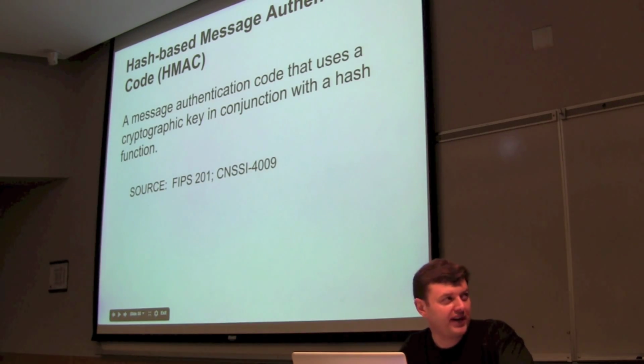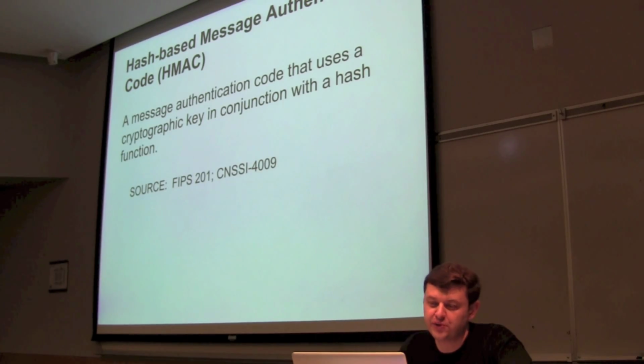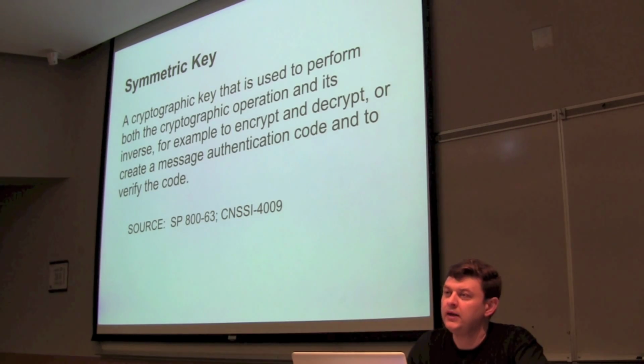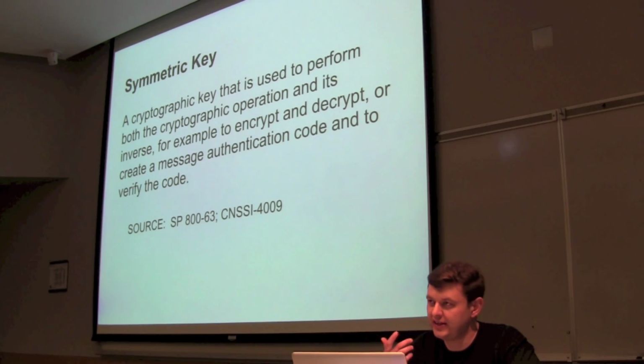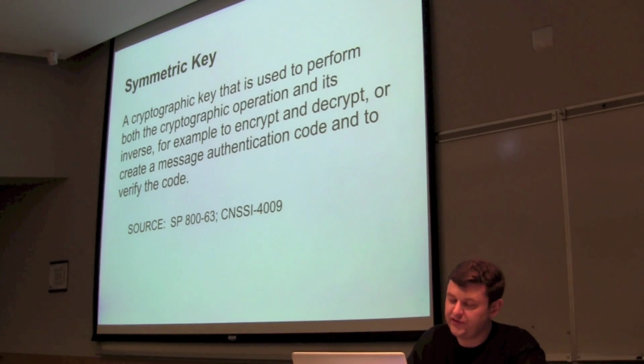So, we now know what a hash is. Now, a hash-based message authentication code, or an HMAC, is something that comes up a lot too. That uses a cryptographic key, which we talked about earlier, in conjunction with a hash function. A symmetric key is a key that does an operation and its inverse. A lot of times, a secret key, a cipher key and a symmetric key are used interchangeably. So if you know the key, you can go one way and you can come back the inverse way.